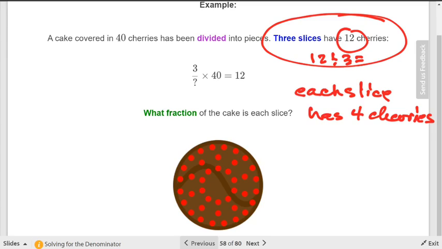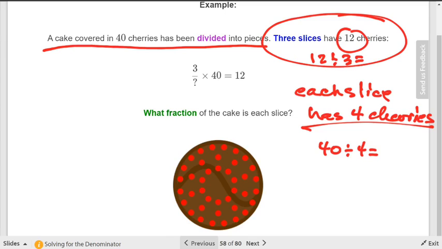If you know how many little pieces there are, then you can simply divide it up to find the rest of it. Okay? So each slice has 4 cherries. Do we agree? Okay. And the cake has 40 cherries total. If each one piece has 4 cherries, and there are 40 cherries total, 40 divided by 4 means there are what? 10 what? 10 pieces of cake.